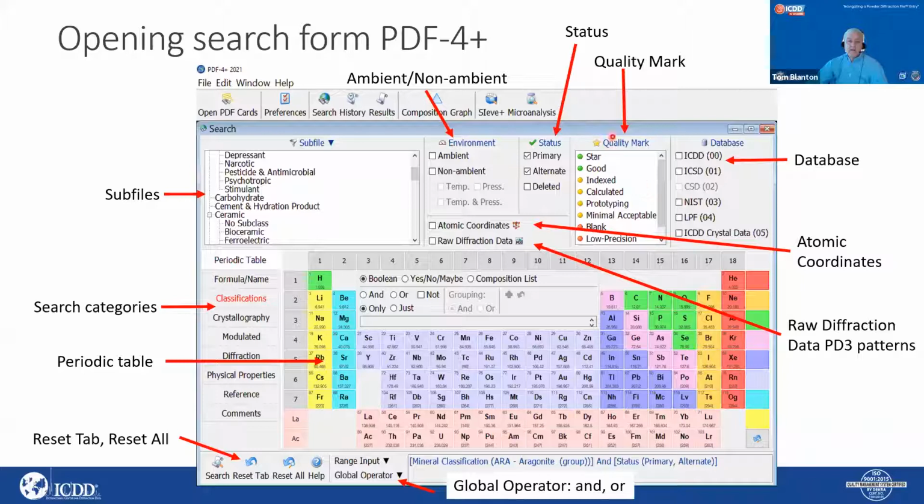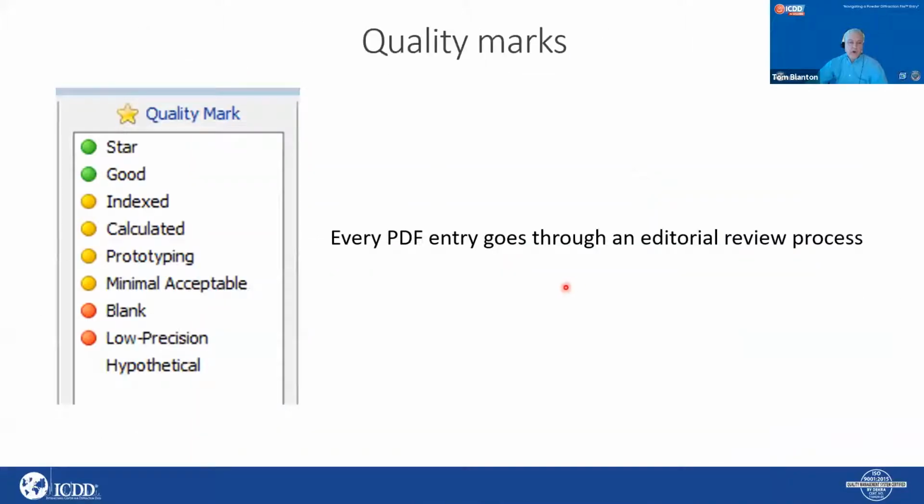The other thing I want to talk about are quality marks. All ICDD entries, whether you refer to it as an entry or a card, go through an editorial review process. This is unique to the ICDD database. And what that means is that we look at the data, because some of it was generated by ICDD, but a lot of the data is extracted from the literature. We review that data for the quality, and we give quality marks where we have the highest quality, mid quality, and then low quality data.